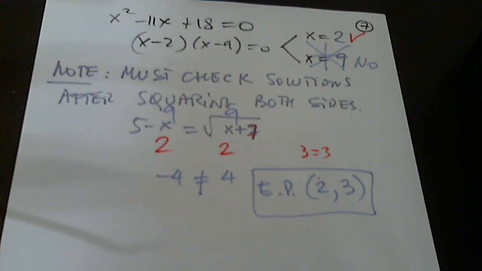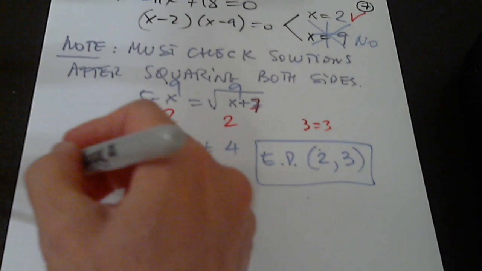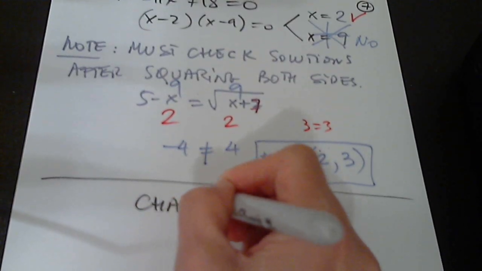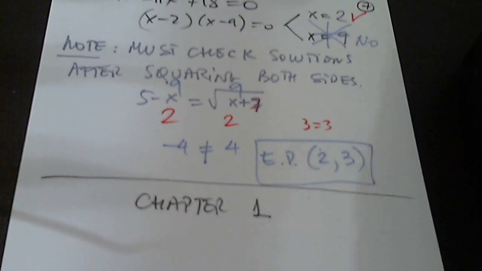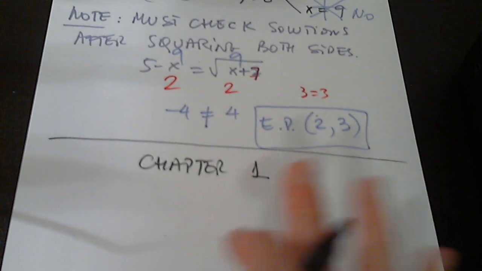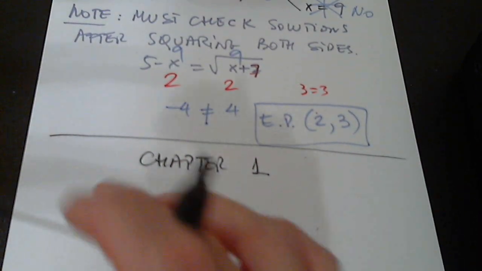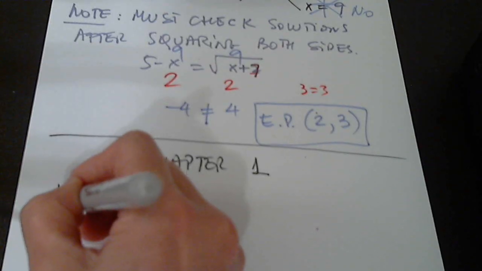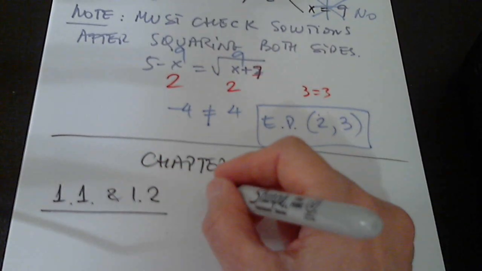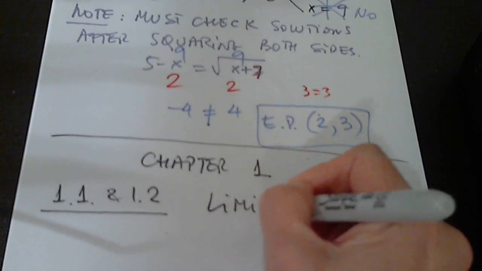Okay, I think we had enough, so we can finally start chapter 1. At the end of chapter 1, we're going to have our first test. So chapter 1 is full of a lot of things. I'm not going to even put the title in because we're not there yet. But anyway, in section 1.1 and basically 1.2, we're talking about something called limits.